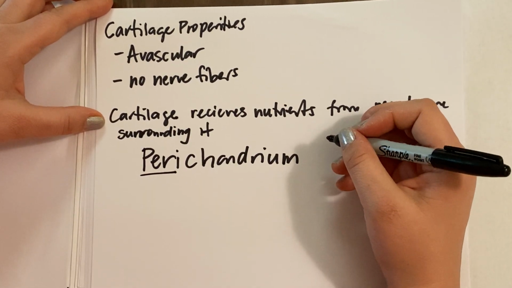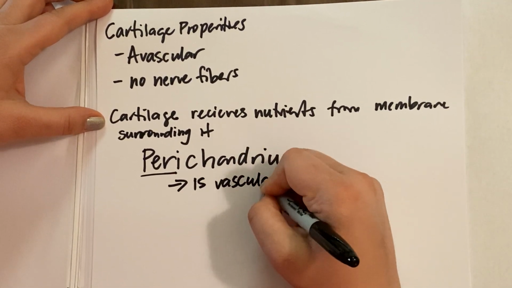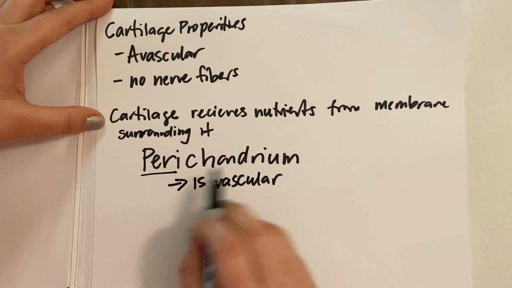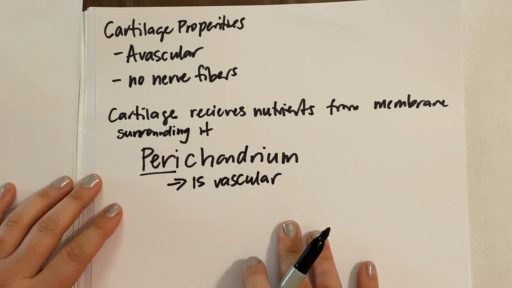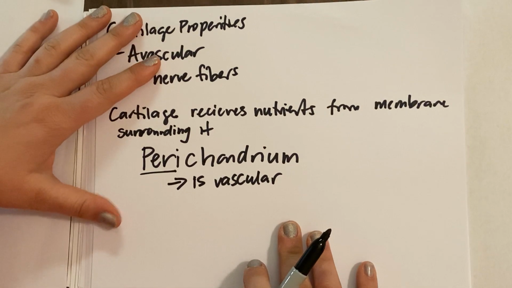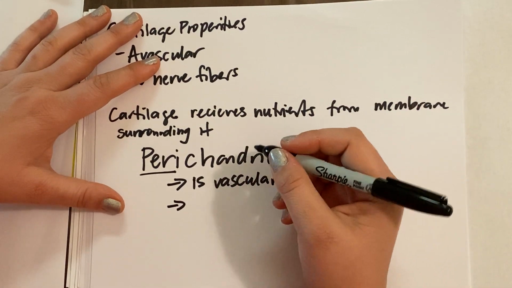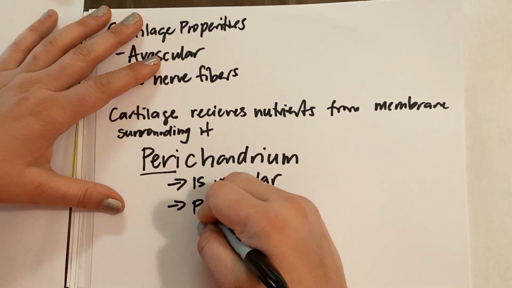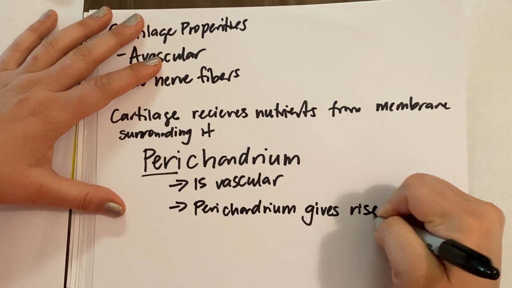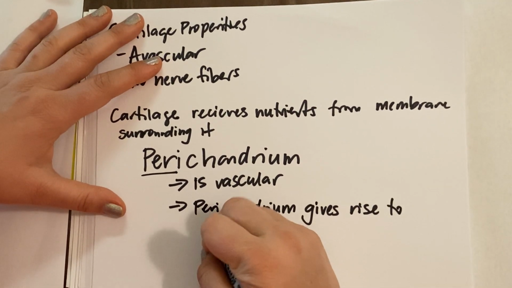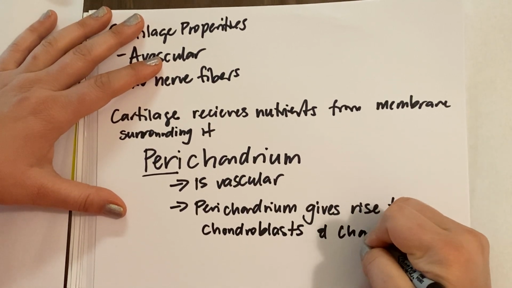Okay, this peri often means like kind of around. You can think of like perimeter. The perichondrium is vascular. Okay, and so the perichondrium is going to get blood from the rest of the body. It's then going to be able to pass on oxygen and other nutrients that are important. The perichondrium is also going to be the tissue that gives rise to the chondroblasts and the chondrocytes.